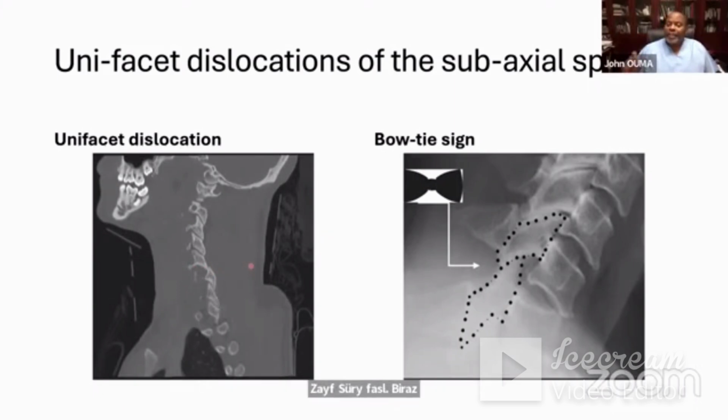It has been described as the most missed cervical injury. In other words, unifacet dislocations are the most missed injury in casualties across the world when it comes to cervical spine trauma. And it's easy to see why it can be missed if one is not very careful. If one looks at these x-rays without paying too much attention, one may miss some of the obvious signs. And one of the signs that we see with unifacet dislocation is this so-called bow tie sign, which has been shown here. The other sign that has been talked about is the reduced laminar space.